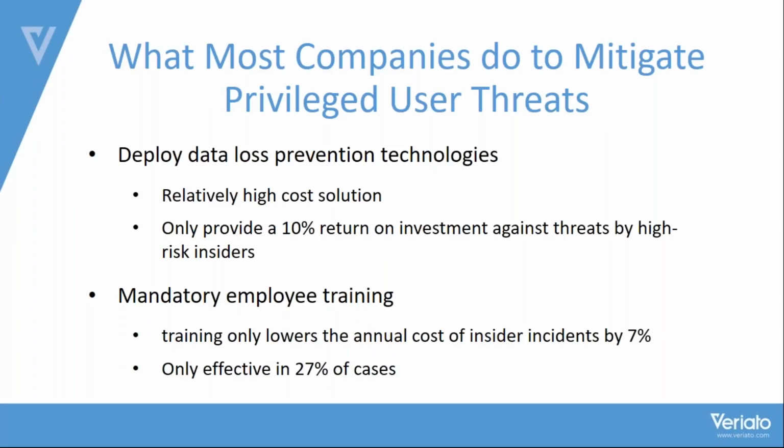Okay? We do mandatory employee training, which is good. I really advocate that. But look at what I have here. Training only lowers the annual cost of insider incidents by 7%. Okay, only effective in 27% of cases. Now that's better than the technology, you know, training folks, but still, it only cuts your cost by 7%.